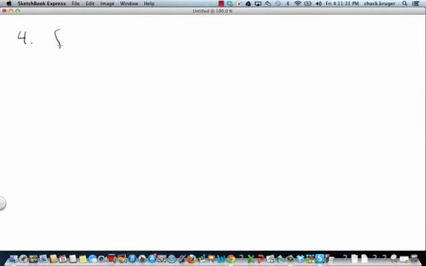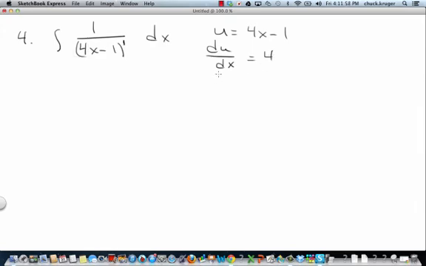I have 1 over 4x minus 1 dx. I know I'm going to have a constant here as my derivative, and it's probably going to have 1/4 in it. You should start seeing some type of relationship that the reciprocal of this ends up being part of my antiderivative. So I'm going to let u equal 4x minus 1. du dx is equal to 4, du is equal to 4 dx, 1/4 du is equal to dx.